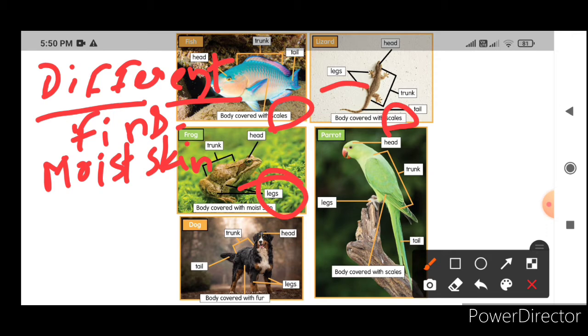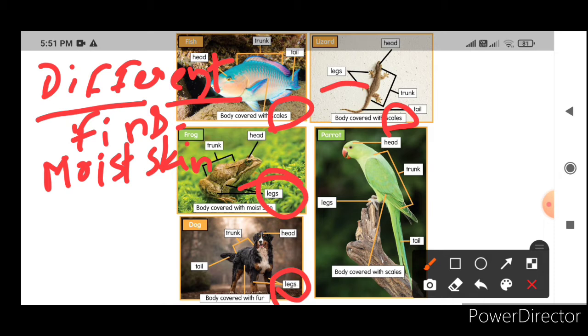That is the similar character in lizard and frog. Now you find out about the dog. Is any part similar with the other animals? Yes, of course. The legs are common for frogs and the lizards. Even dogs are also using the legs for walking, for movement.